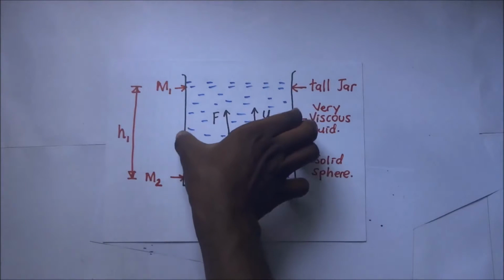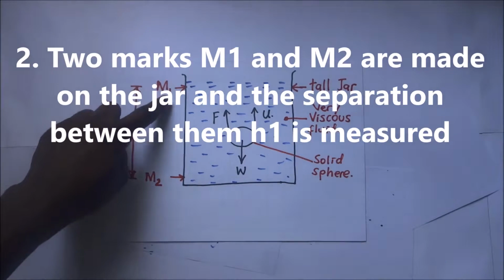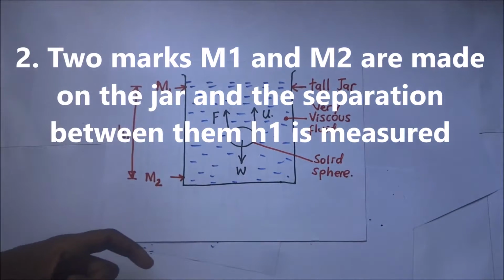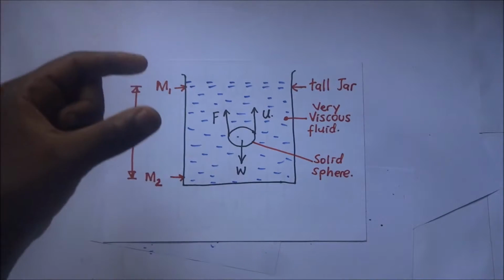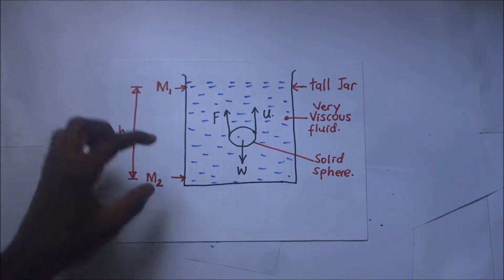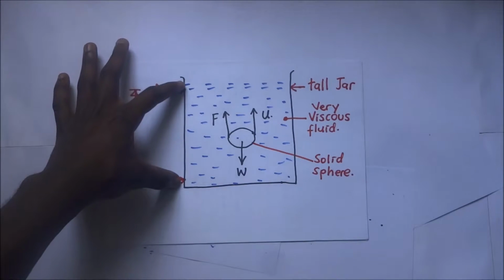But now on this very tall jar, we are going to mark off two places. We are going to mark off just any two places along the tall jar where we anticipate that this solid sphere will be dropping through at a terminal velocity. So we mark it M1 and M2, and we take note of the height between those markings.